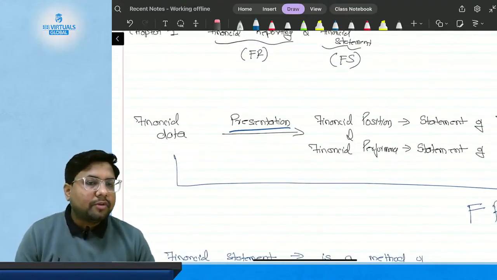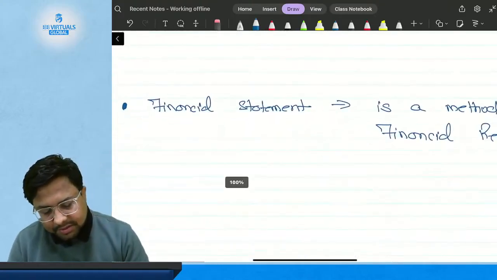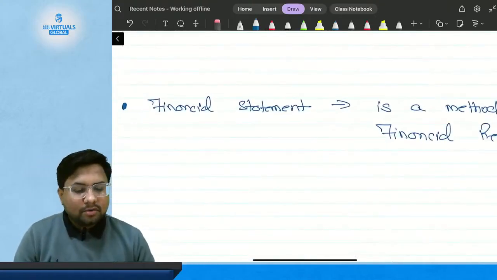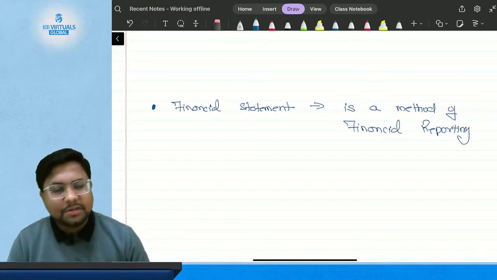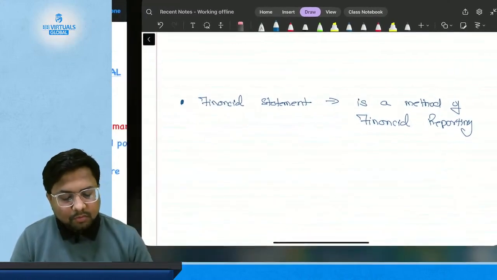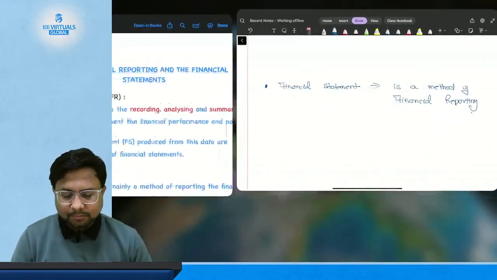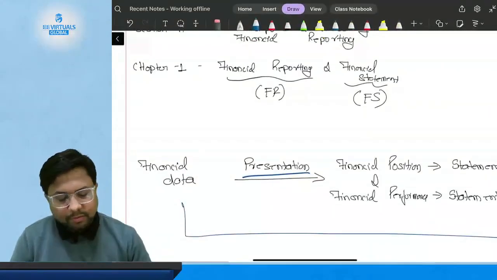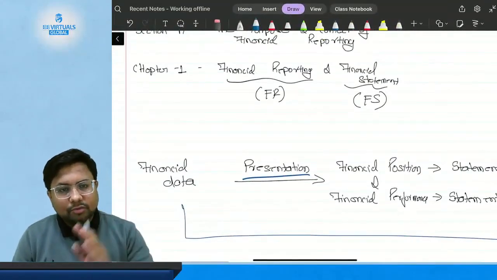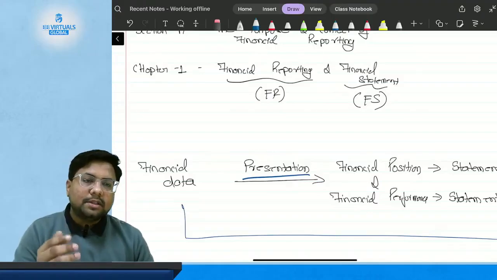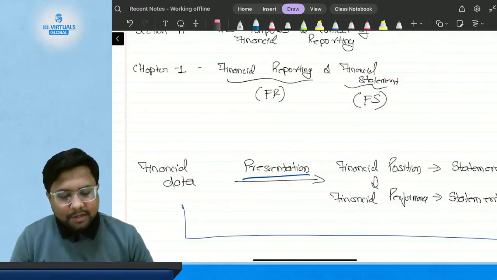So what are the methods of financial reporting? Financial statements are one of the methods. Okay. Now we have understood what is financial reporting. Now we come to the notes, and we will discuss and then read again what we have studied till now.